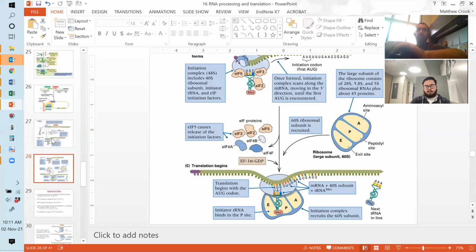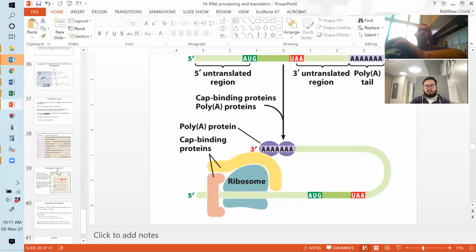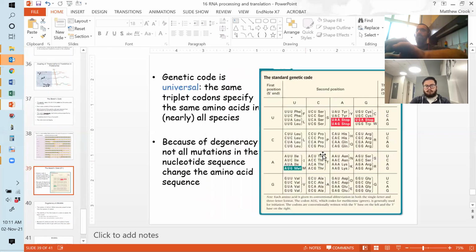All transcripts, whether eukaryotic or prokaryotic, have a start codon and a stop codon. The stop codon is either UAA, UAG, or UGA. You can see those down here in red. Those don't encode for a tRNA called stop. They just don't encode for a tRNA at all.